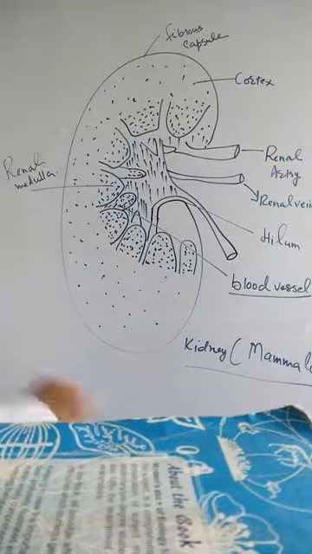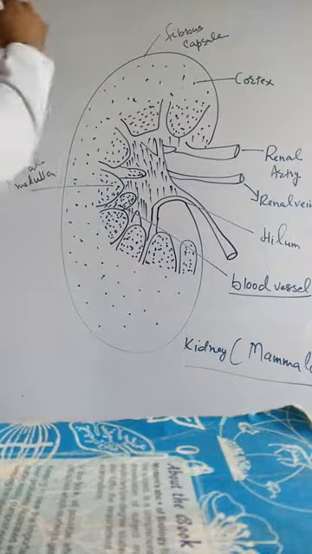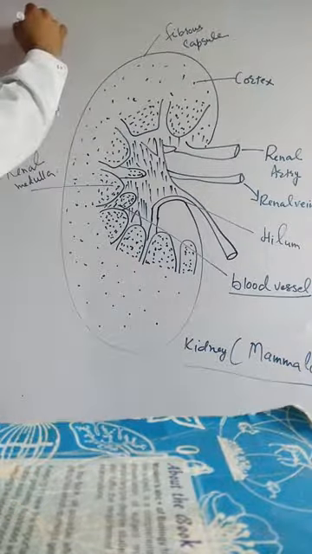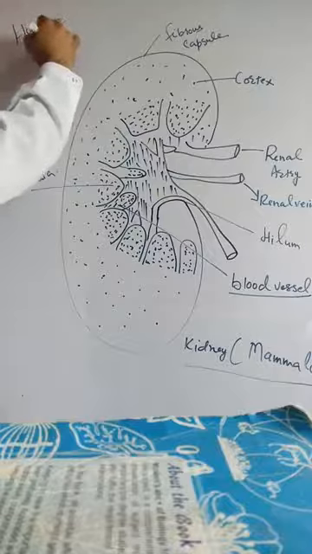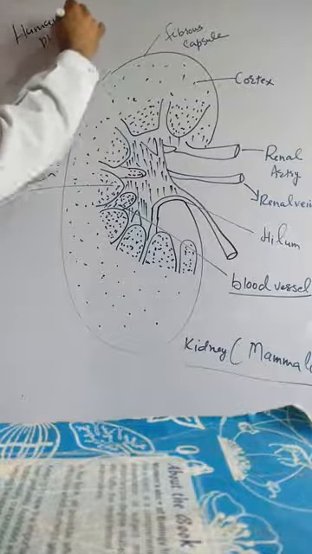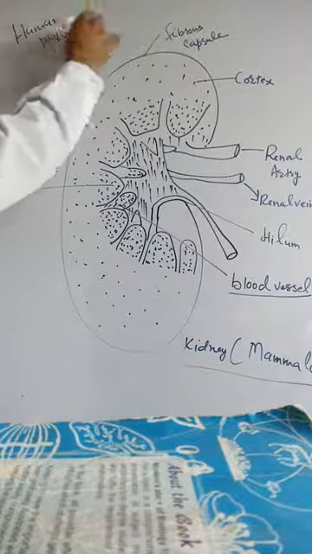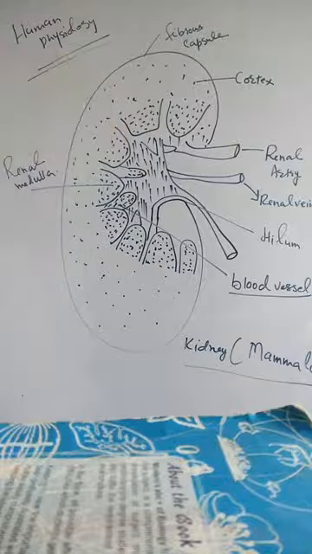Dear students, this is human physiology. Human physiology for class 11th biology, in the paper physiology subject. The chapter which we are dealing with this time is excretory products and their elimination.